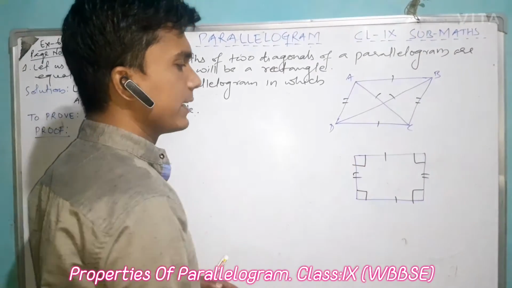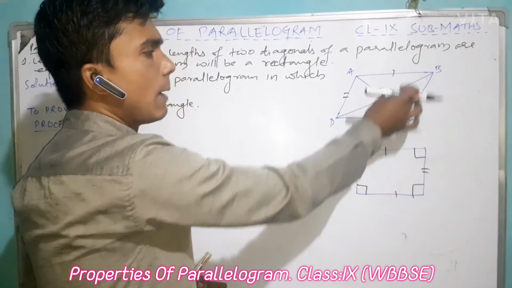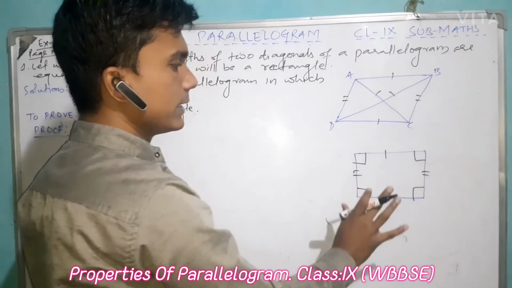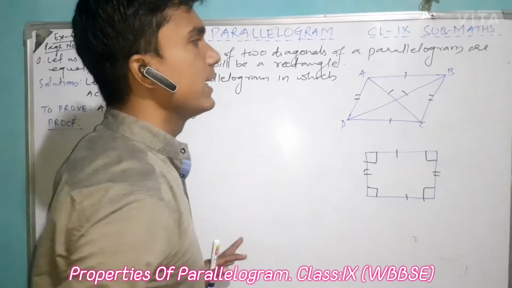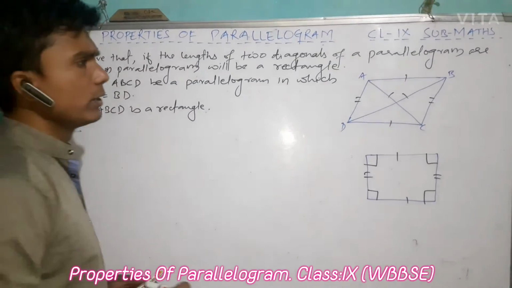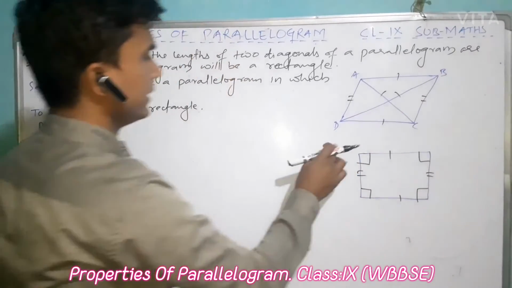Each angle is not 90 degrees in a parallelogram. In a rectangle, each angle is 90 degrees. In a parallelogram, opposite sides are equal, and in a rectangle also, opposite sides are equal. But we need to prove that each angle is 90 degrees. Now for this, we'll take triangle ADC and triangle BCD.